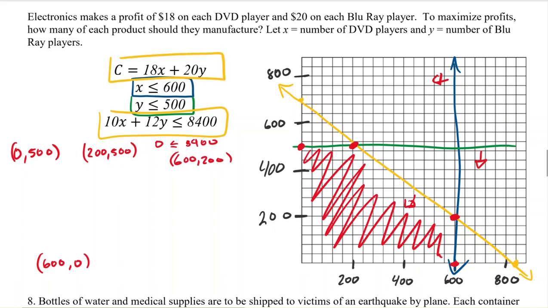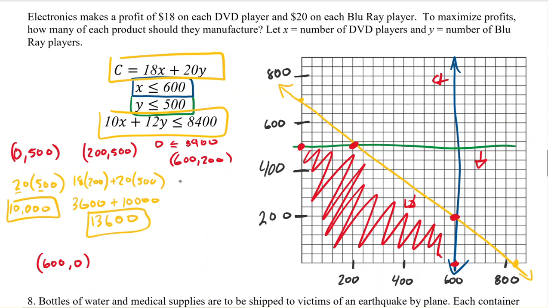So our first one, 0 into x, so we don't need to do that. 20 times 500, 2 times 5 is 10, and we have 3 zeros, so that's 10,000. Our next one, 18 times 200 plus 20 times 500, so that would be 3,600 plus 10,000, and that would make 13,600.